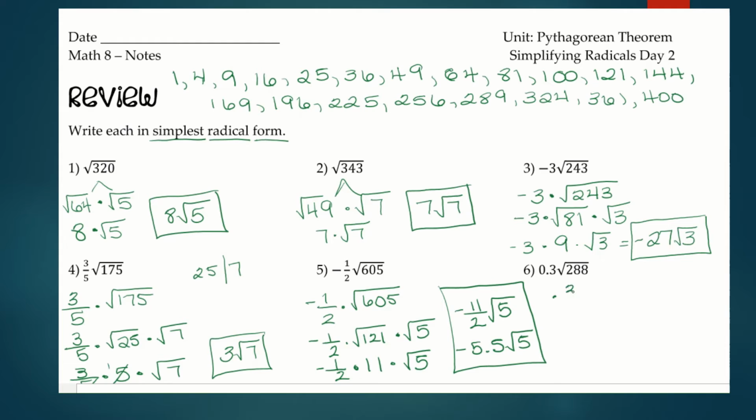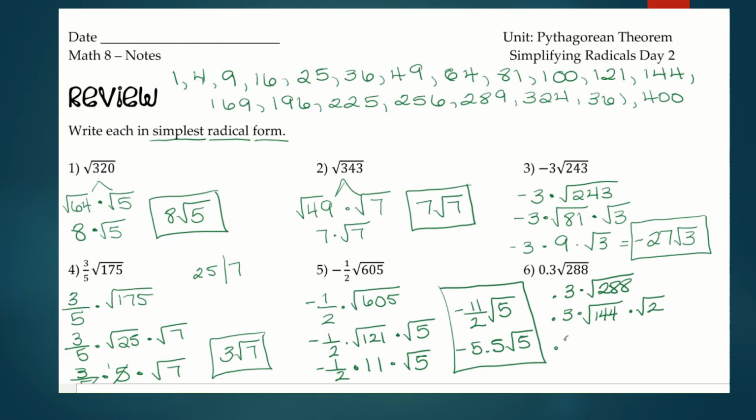We have 0.3 times the square root of 288. That's what this means. All right, so factors of 288. Oh, that's easy. I can see that right away. I know that 288 divided by 2 gives me 144. So I'm going to use the perfect square of 144 because I know that 144 times 2 would give me 288. So I just broke that square root of 288 apart, and I rewrote it as the square root of 144 times the square root of 2.